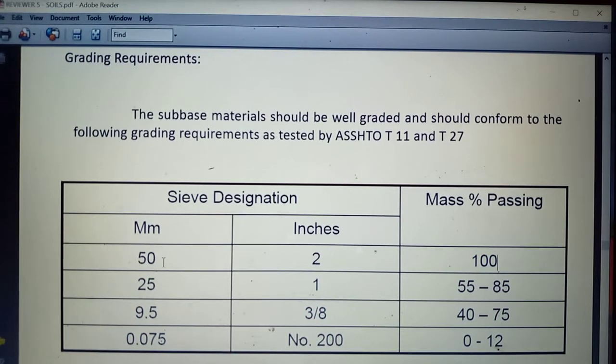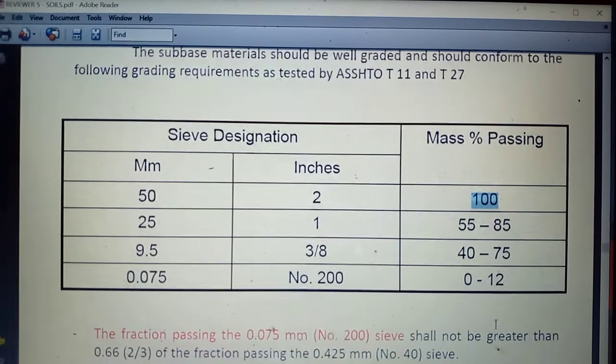So, dapat yung pinakamalaki mong sieve, yung biggest size of aggregates mo, is 50 mm or 2 inches. Yun yung pinakamalaki. So, makikita nyo naman, dapat lahat sila magpapasa dyan kay 50 mm or 2 inches. Okay? So, yan yung mass percent passing niya.